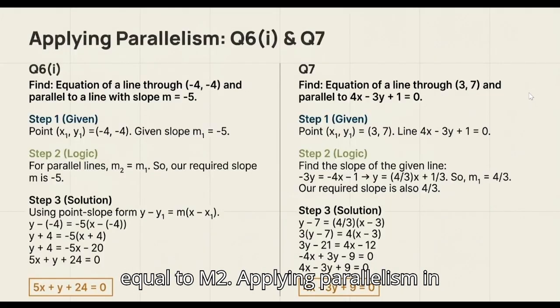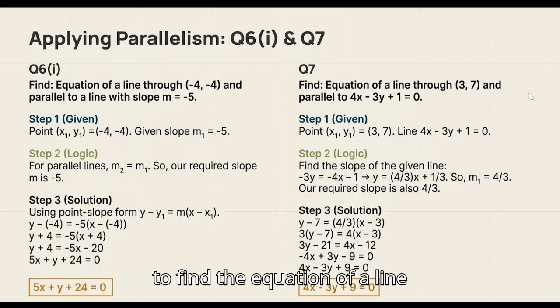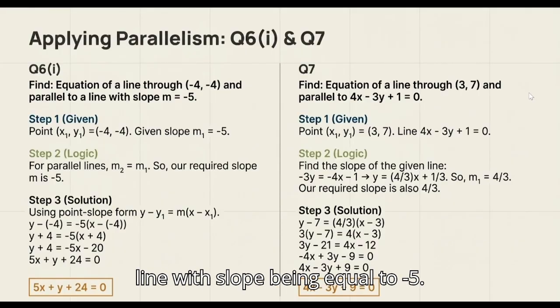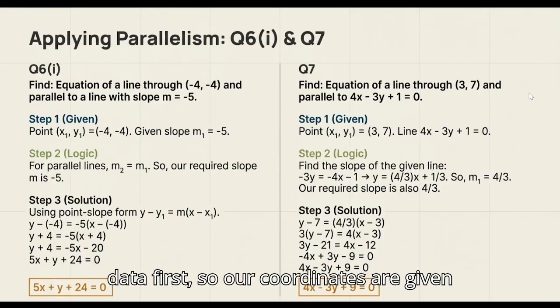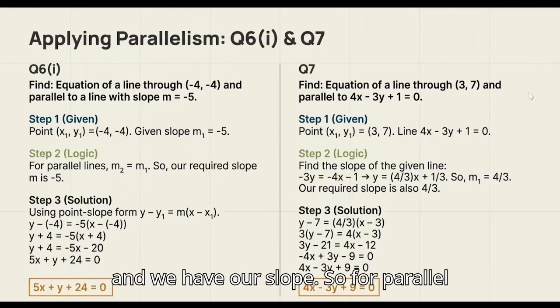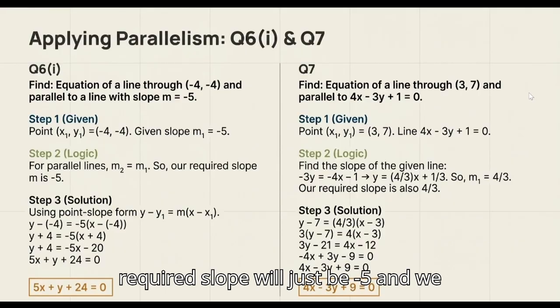Applying parallelism. In question number 6, first part, we need to find the equation of a line through -4, -4 and parallel to a line with slope being equal to -5. As we know, we will write the given data first. So our coordinates are given and we have our slope. For parallel lines, m1 is equal to m2. So our required slope will just be -5.